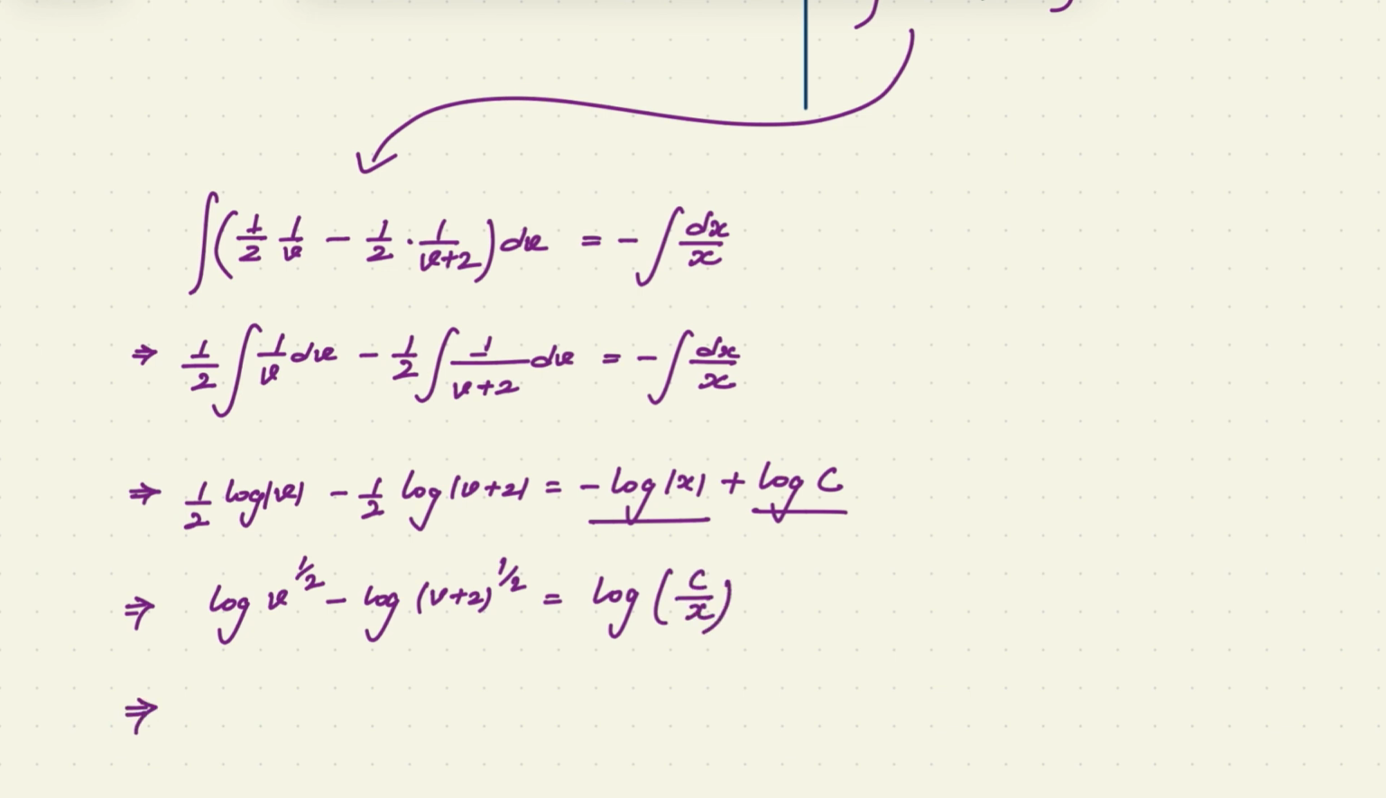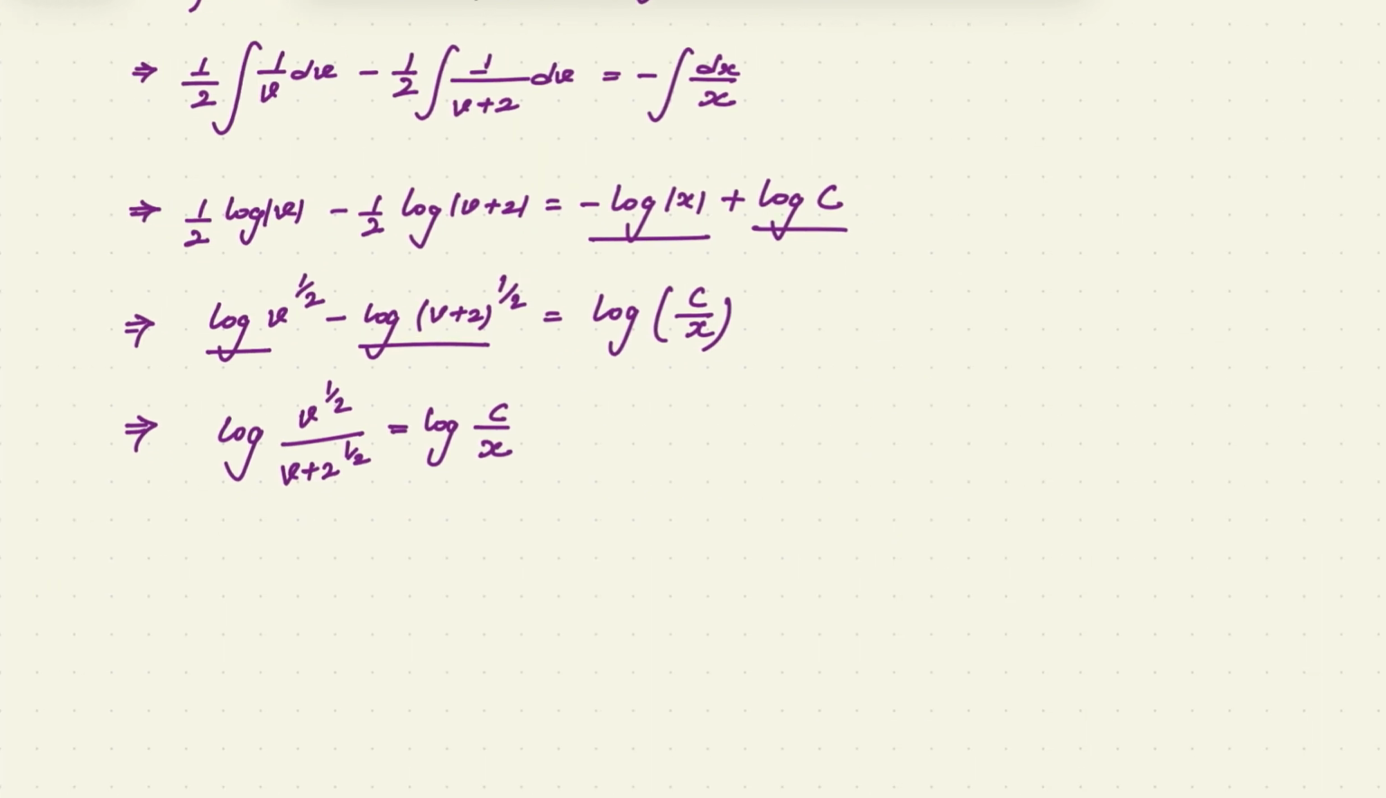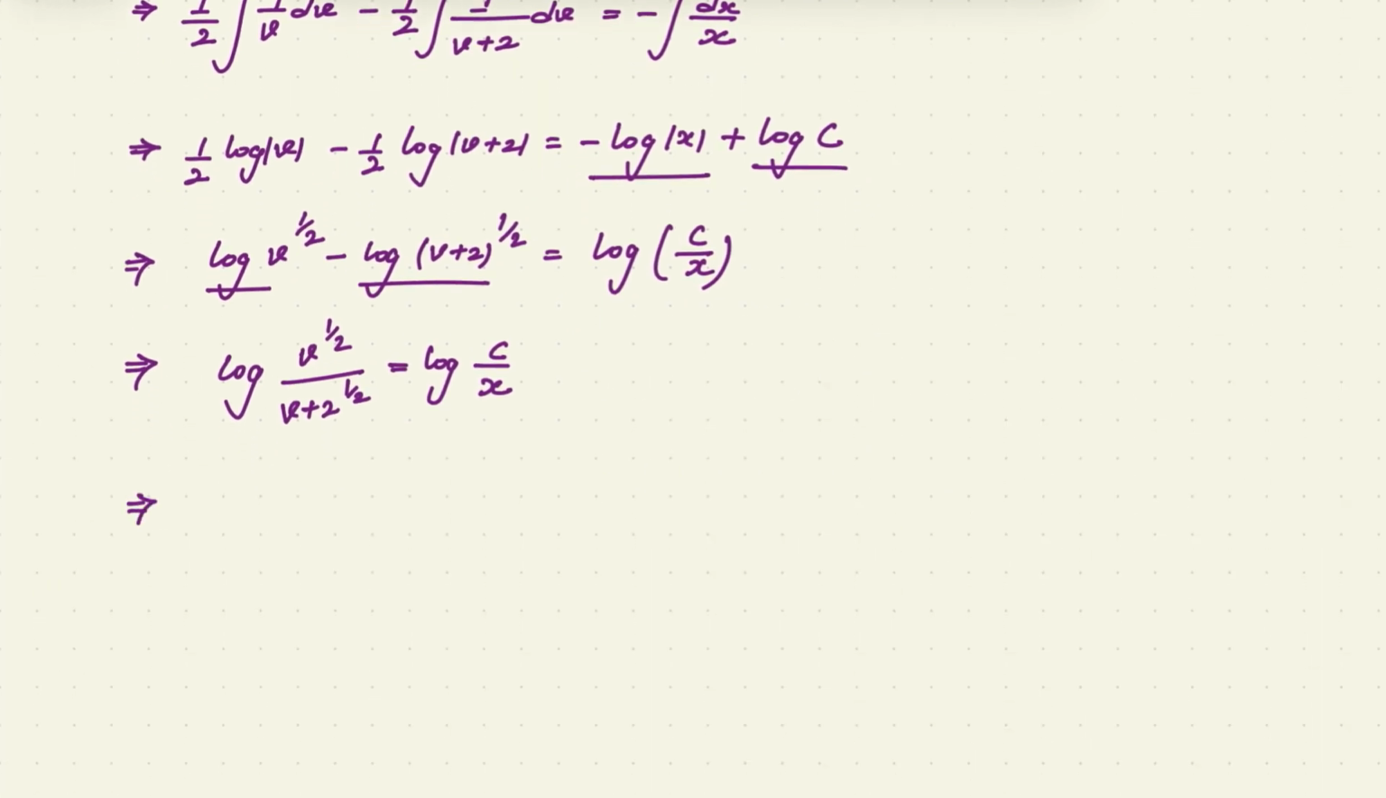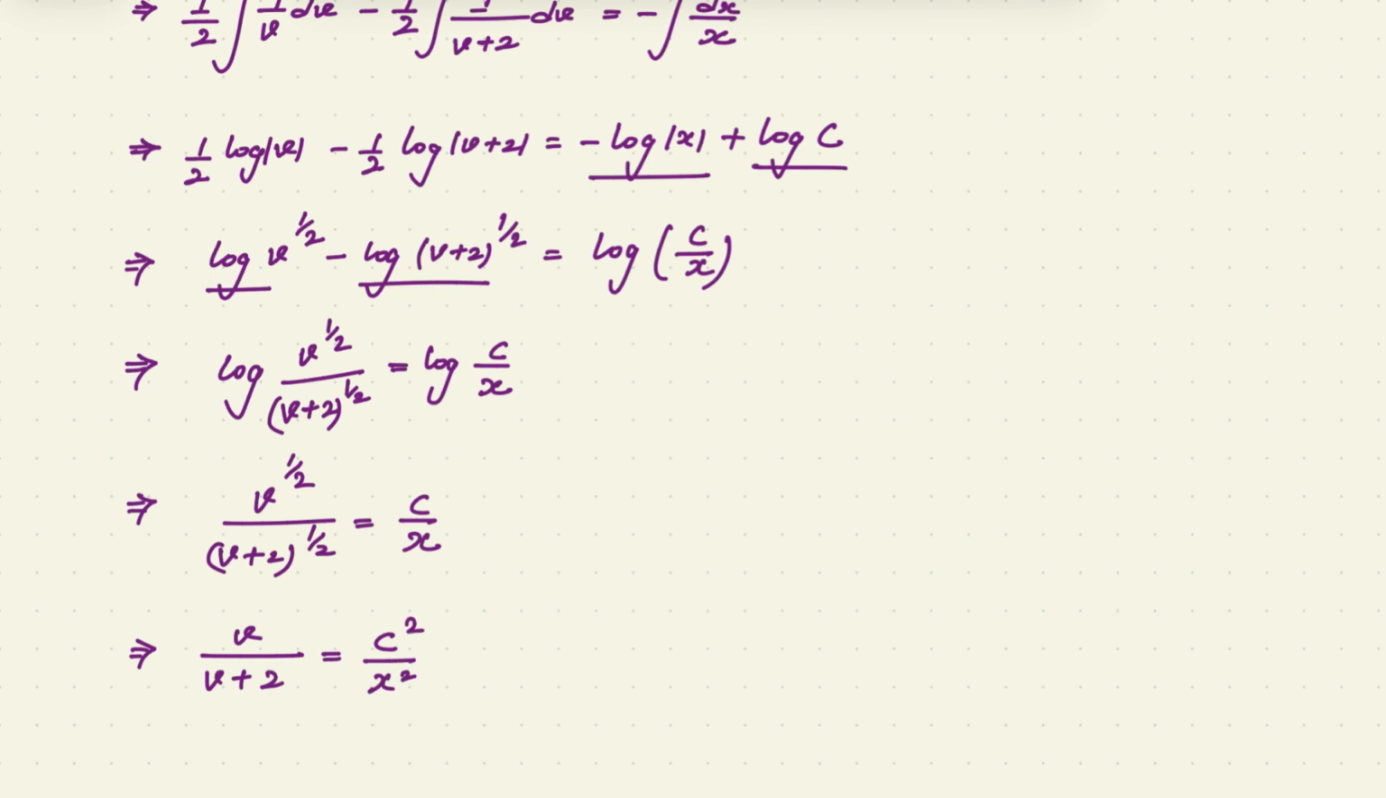So this implies log of a minus log of b is log of a by b, which equals log of c by x. Since there is log on both sides, we can write this as (v by (v plus 2)) to the power half equals c by x. Now let us square both sides in order to get rid of this 1 by 2. Then we will have v over v plus 2 equals c square over x square.